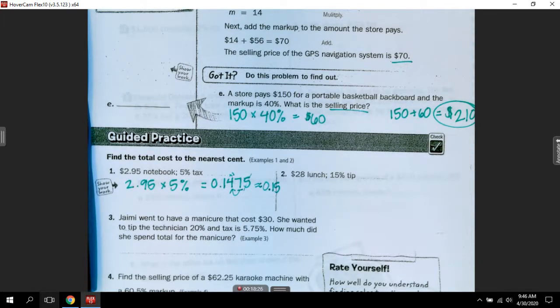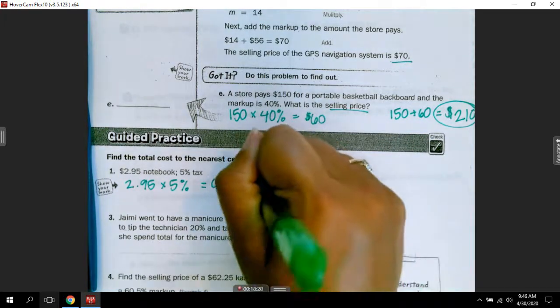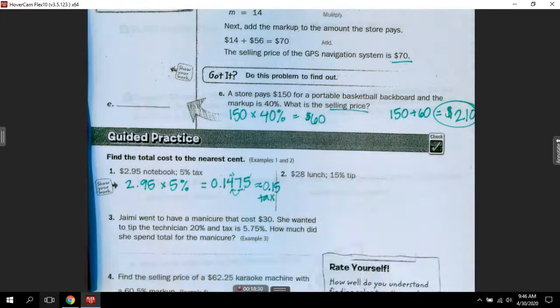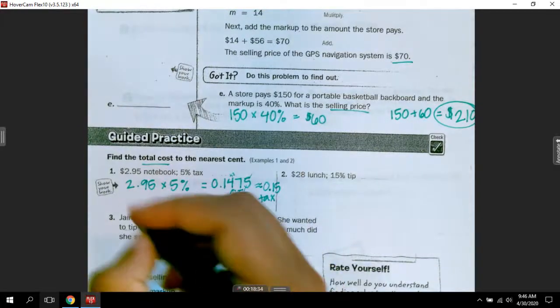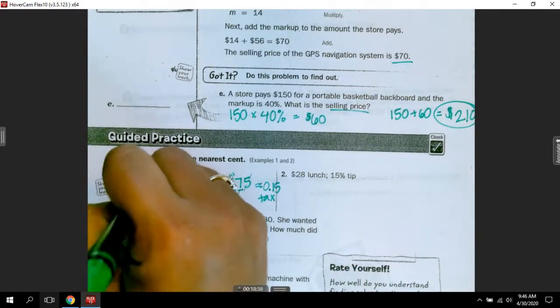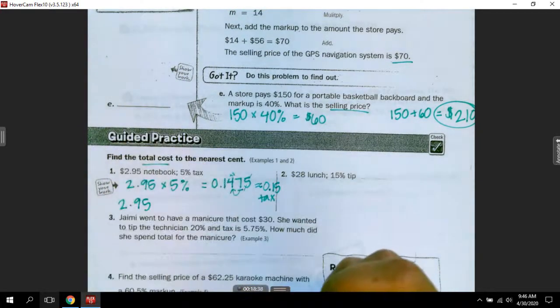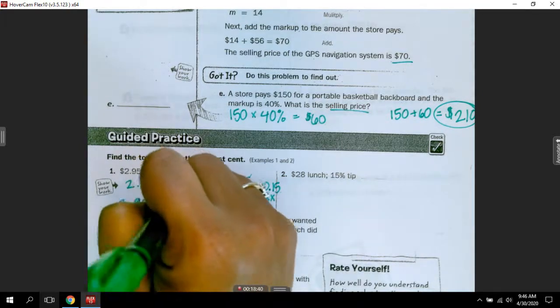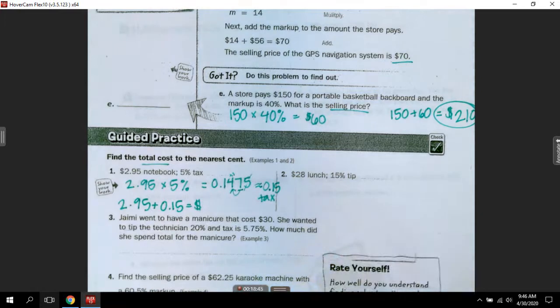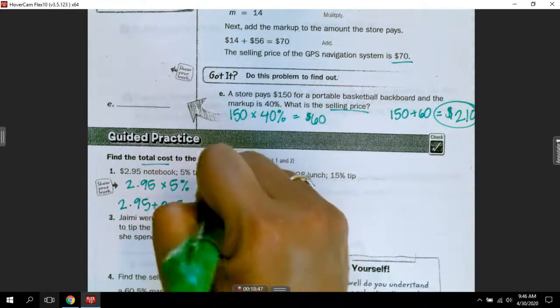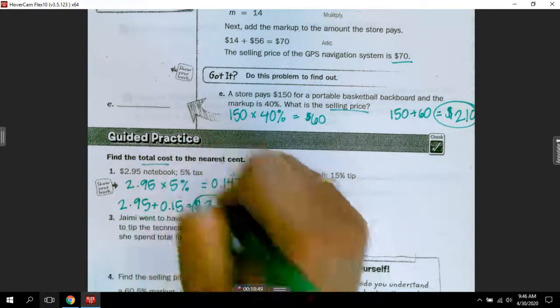All right, so then that 15 cents is our tax, right? So we're finding the total cost. So we're going to take that $2.95 and we're going to add the 15 cents. So total, you're paying $3.10 for that notebook.